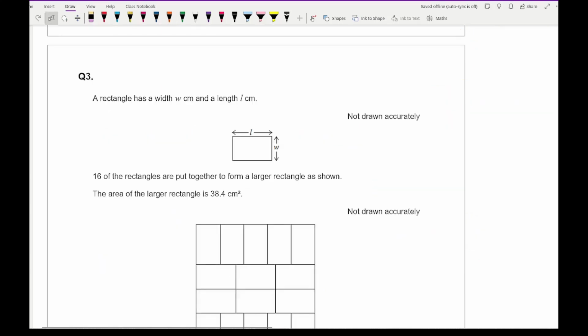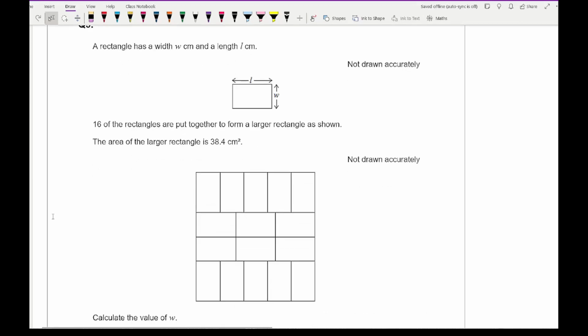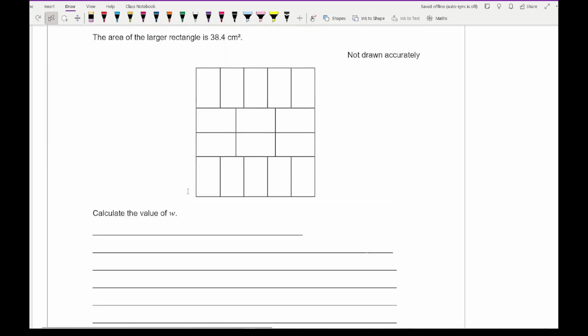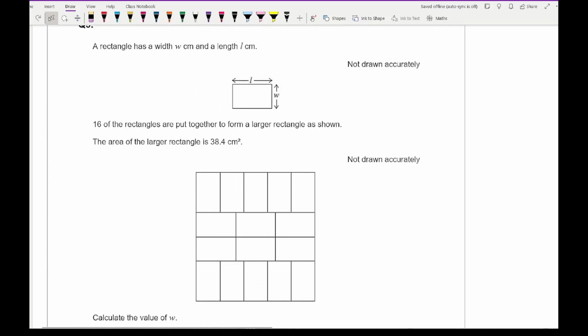Now moving on to question 3, it says the rectangle has a width of w and a length of l. 16 of the triangles are put together to form a larger rectangle as shown, and the area of this larger rectangle is 38.4. The question is asking us to work out the value of w, and this question is worth 5 marks, so there's quite a lot of work needed for this.